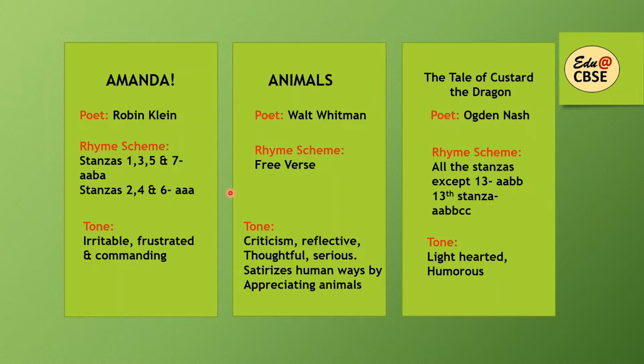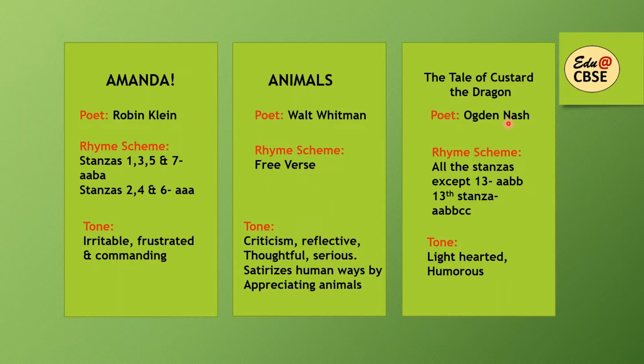Then the rhyme scheme. अमांडा के केस में जो stanzas 1, 3, 5 and 7 हैं, उनकी rhyme scheme है A, A, A and stanzas 2, 4 और 6. The rhyme scheme here is A, A, A. In case of Animals, the poem is written in free verse, so there is no rhyme scheme.